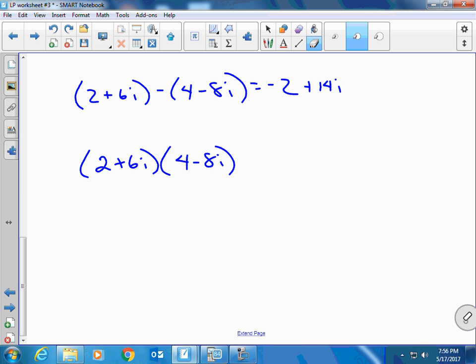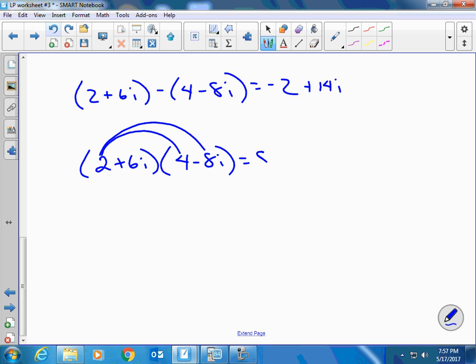Okay, so I'm going to treat it just like I would if that was an x. If I had 2 plus 6x times 4 minus 8x, how do I multiply two binomials? I FOIL, right? I double distribute. I multiply this 2 times 4. I multiply this 2 times 8i. That's not so bad. 2 times 4 is 8. I'm treating it like any other variable. 2 times 8i is 16i, just like it would be if it was 8x.